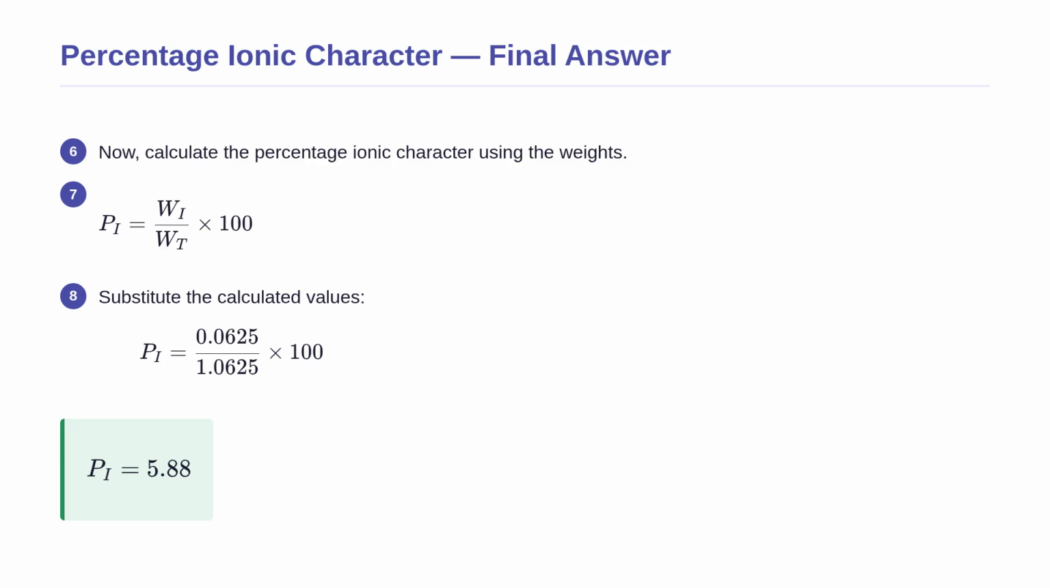Now that we have both weights, we can find the final percentage. We take the ionic weight of 0.0625 and divide it by the total weight of 1.0625. Then we multiply by 100 to convert the decimal into a percentage. The final answer is 5.88. Physically, this tells us that the bond is approximately 5.88% ionic and about 94% covalent. The electrons spend a small fraction of their time completely shifted to one atom, adding extra strength to the bond.